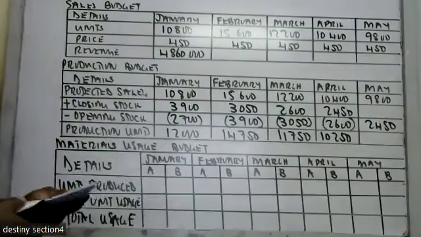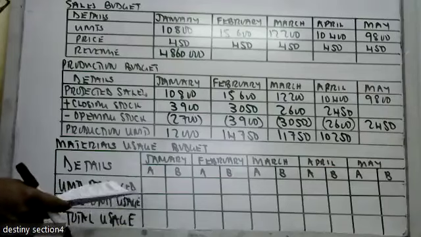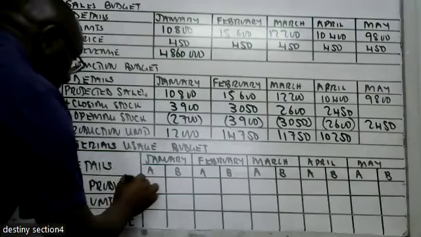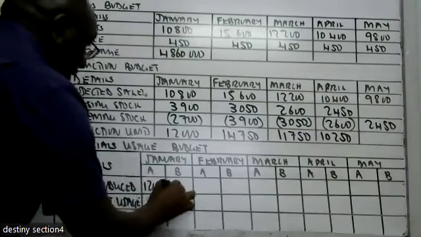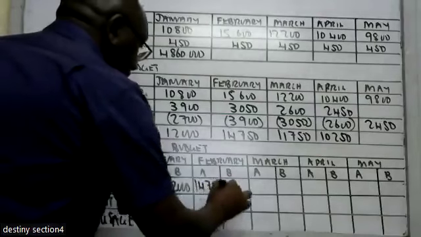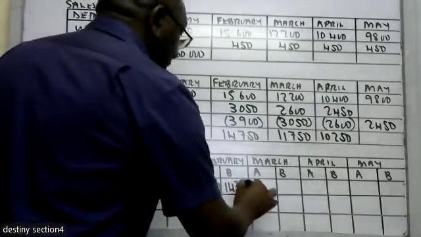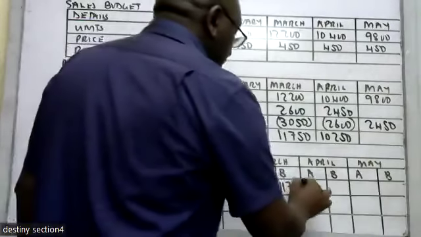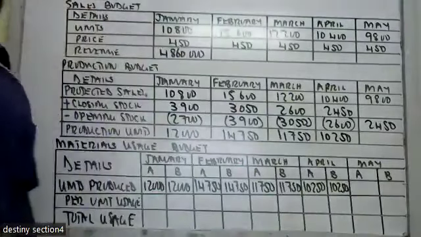Tuende kwa naitwa nani, the material usage. So material usage tutakuja hapa naweka 12,000 in January, 12,000 here. Hapa 14,750. Haya, 11,750. April 10,250. Those are the units being produced in the respective months.